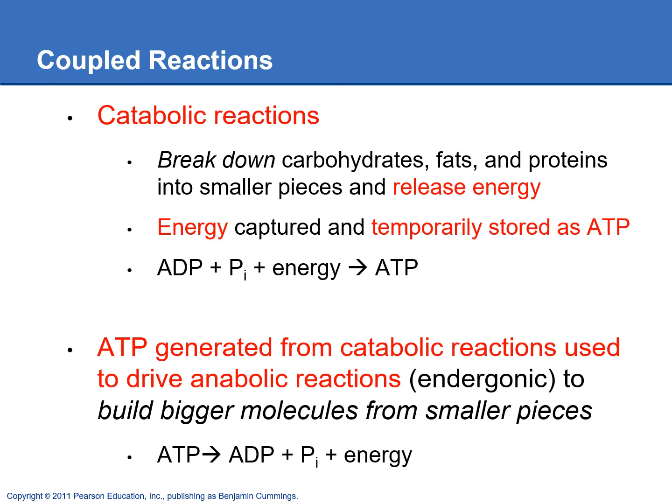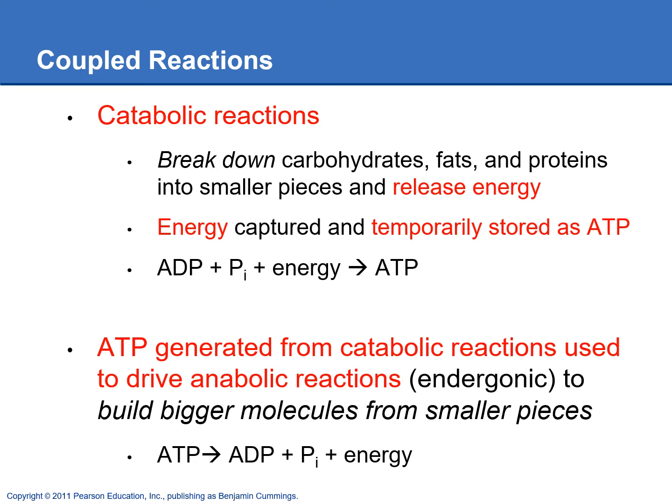So when we do catabolic and anabolic reactions in the cell, a lot of times they may not be occurring at the same time or maybe even in the same place in the cell. So we need somewhere that we can temporarily store the energy released from catabolic reactions until we can use it in the anabolic reactions. So we're going to use ATP to do that.